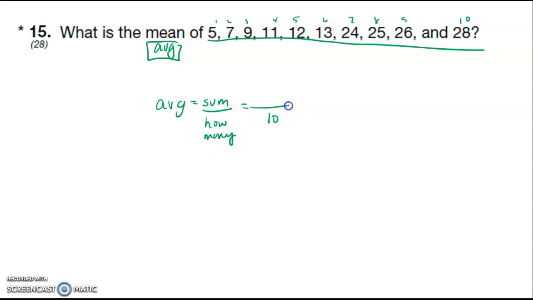I know that my how many is 10. Let's see, my sum is going to be, let me add that up really quick, 5 plus 7 plus 9 plus 11 plus 12 plus 13 plus 24 plus 26 plus 28. I get 151, which would be 15.1. I hope I added that right.